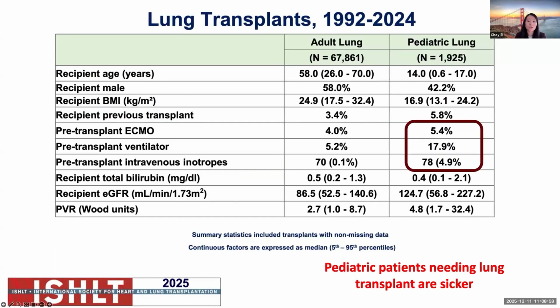When comparing pediatric patients to adult patients, we know as pediatricians that kids are not small adults. This is reflected in severity of illness going into lung transplantation, with a higher proportion of patients needing ECMO, as well as mechanical ventilation support, as well as being admitted and needing inotropes as compared to the adult population. So in summary, pediatric patients are sicker as a group.